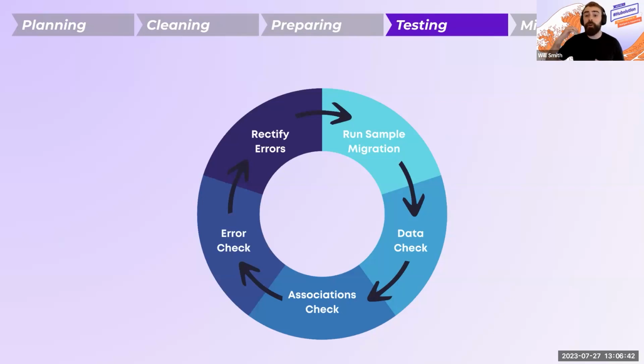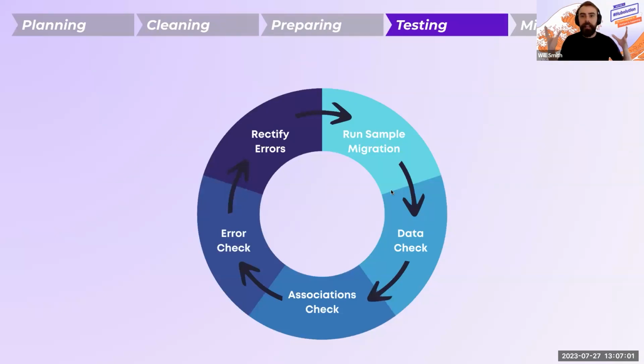And then you want to do a data check. You want to check that data that's come in, make sure everything is correct, and you want to make sure that the associations are correct as well. So not only the data on the contact object, for example, but is that contact associated to the right company, right? That is one of those things that people often overlook within this.